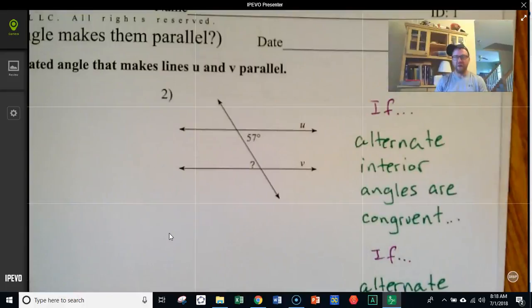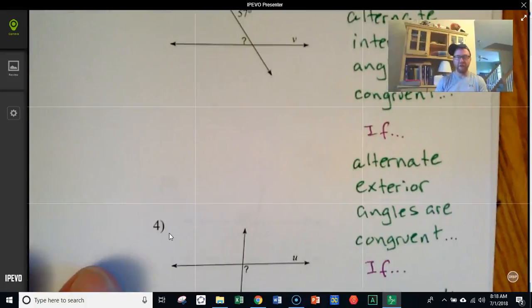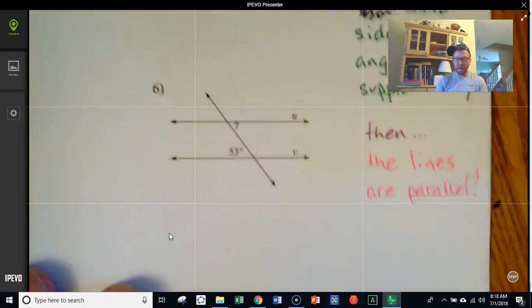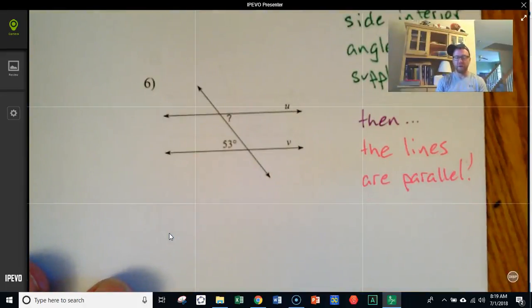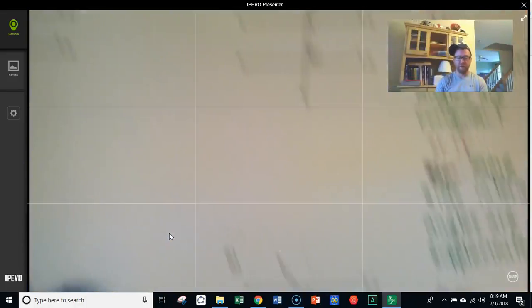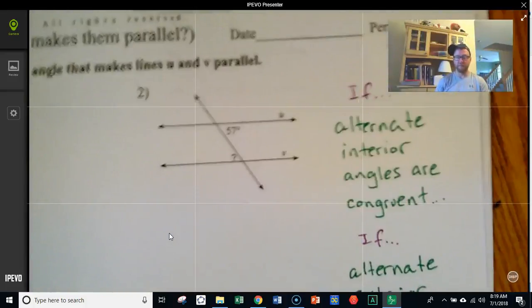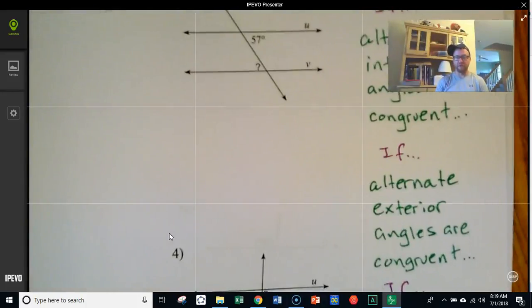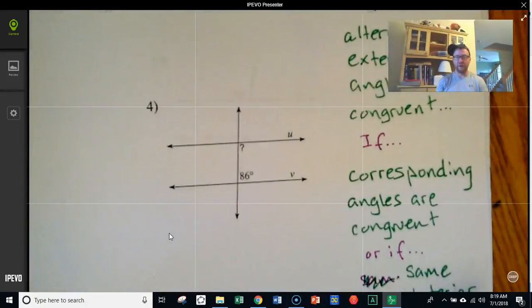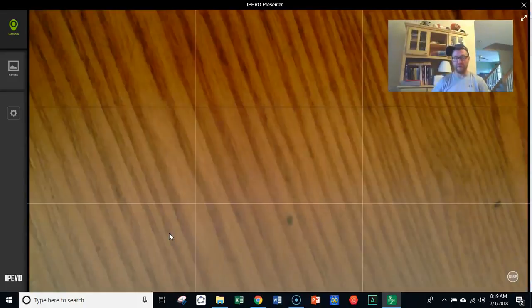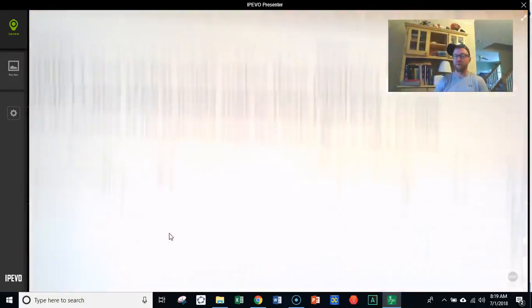If you have alternate interior angles that are congruent, if you have alternate exterior angles that are congruent, if you have corresponding angles that are congruent, or if you have same side interior angles that are supplementary, then the lines are parallel. Okay? So in each of these cases, we're trying to figure out what the missing angle should be to make either alternate interior angles congruent, alternate exterior angles congruent, corresponding angles congruent, or to make same side interior angles supplementary. All right, so let's take a look at these angle pairs and see what we can do with them to make that happen.